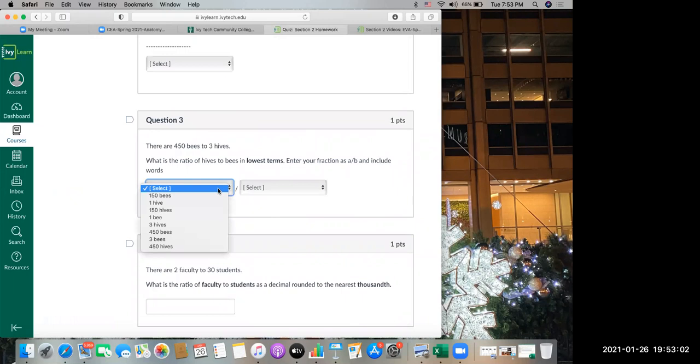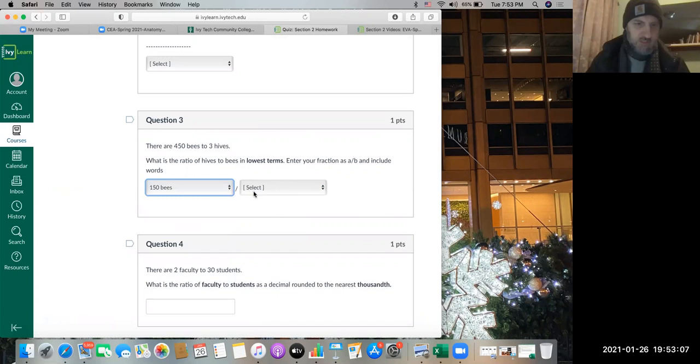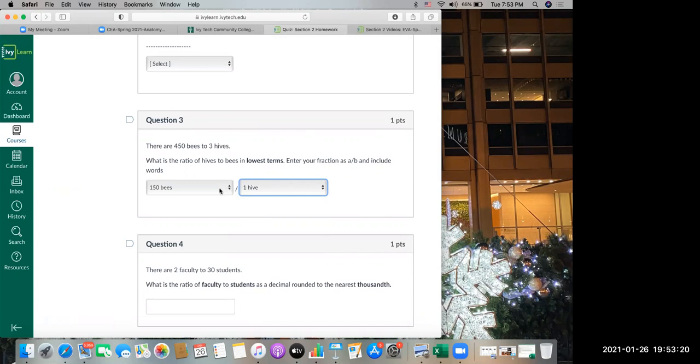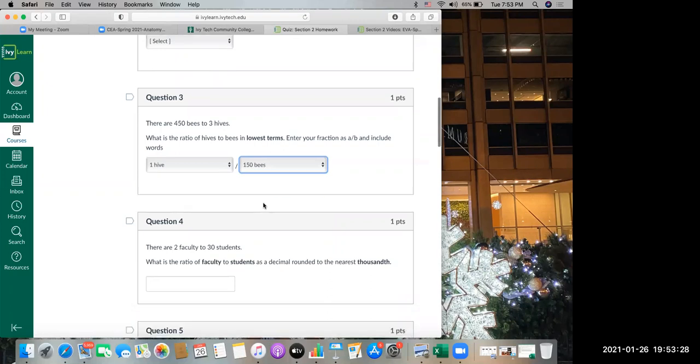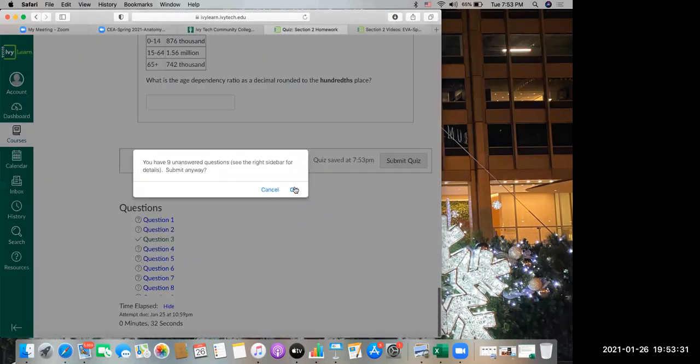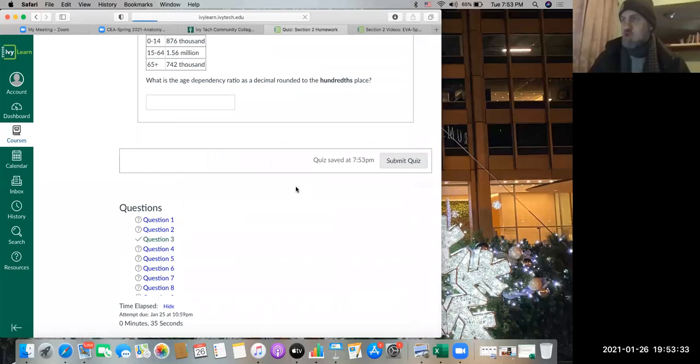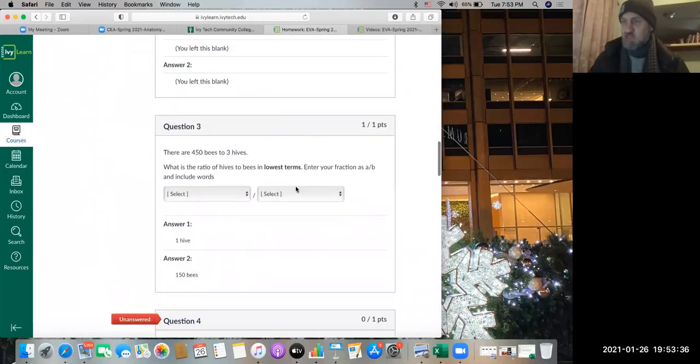Oh, now it's this. See, I did this too. I was having a problem, and it was still wrong. 150 bees. Oh, wait. Now read this carefully. It switched the order on you. That's not bees to hives anymore. So is it 1 hive to 150 bees? Right. Okay, I'm gonna submit it. Yeah, you're not crazy. That's the right answer. You just got to pay attention to how they want it to be written.